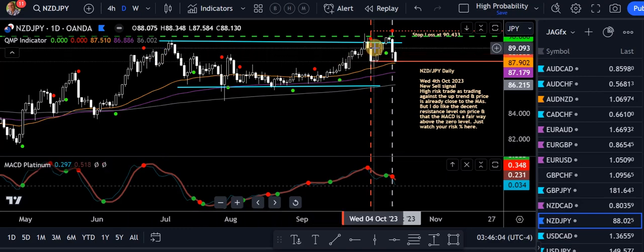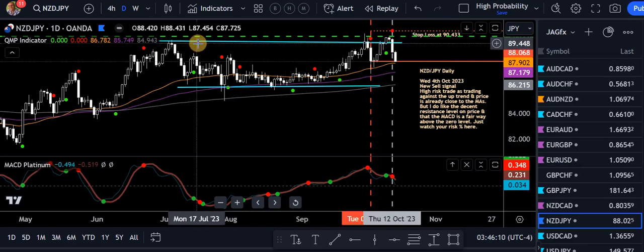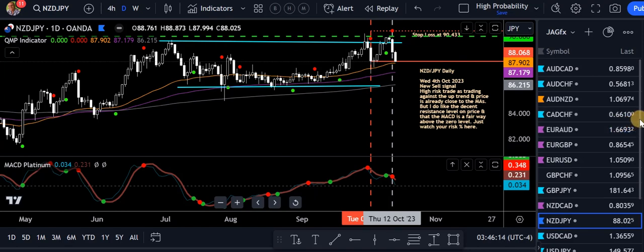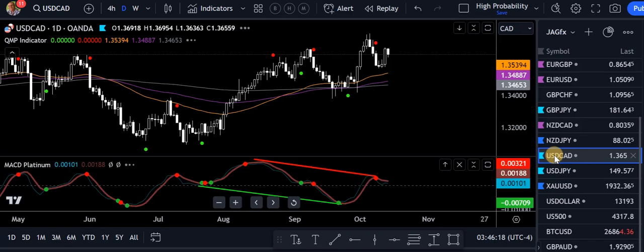Again, we got resistance, especially on the high time frames on Forex pairs. Resistance levels, double tops, double bottoms, triple bottoms, all that sort of stuff works pretty well. All right, USD CAD.